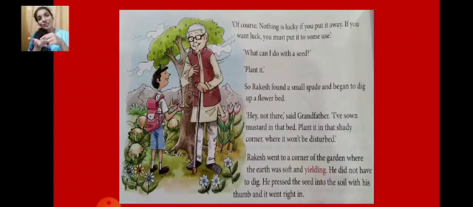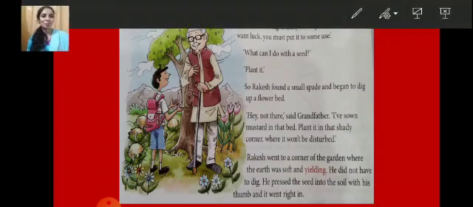So he did not dig that ground, the soft soil. He put the seed in with his thumb, pressed it, and it went inside. Isn't it a beautiful story? I am enjoying. Are you?